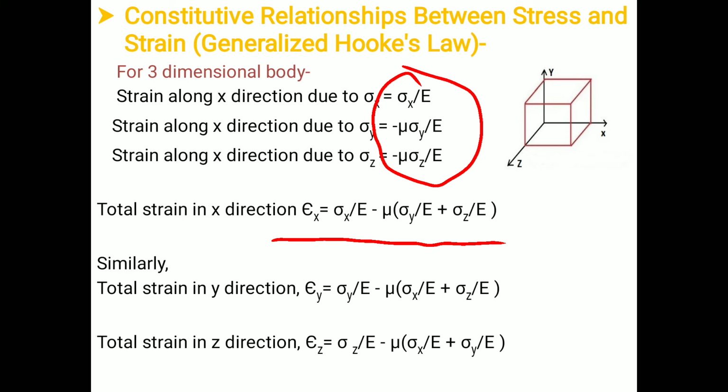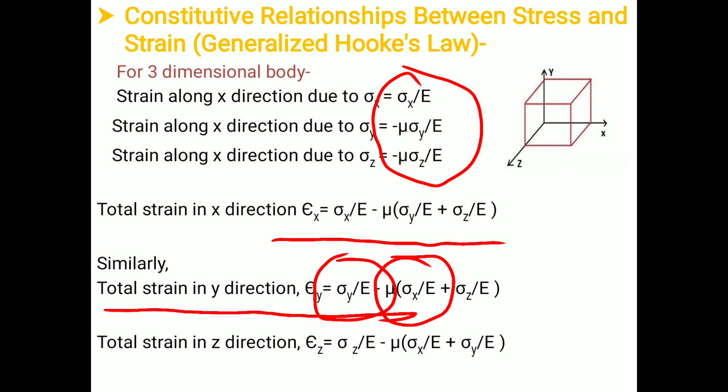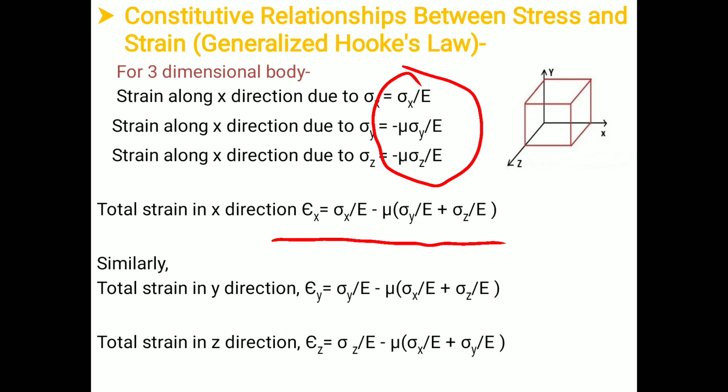Total strain along y direction is given by epsilon y is equal to sigma y by E, because this is the effect of sigma y along y direction. This is the effect of sigma x along y direction, and this is the effect of sigma z along y direction. And after superimposing it, I am having the final value of strain in terms of stresses, that is epsilon y is equal to sigma y by E minus mu into bracket sigma x upon E plus sigma z upon E.